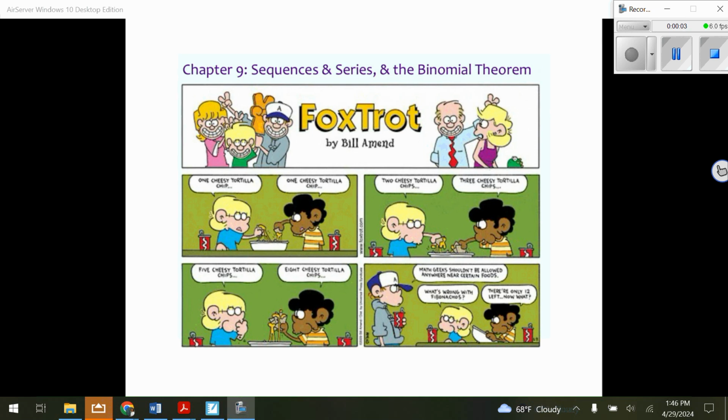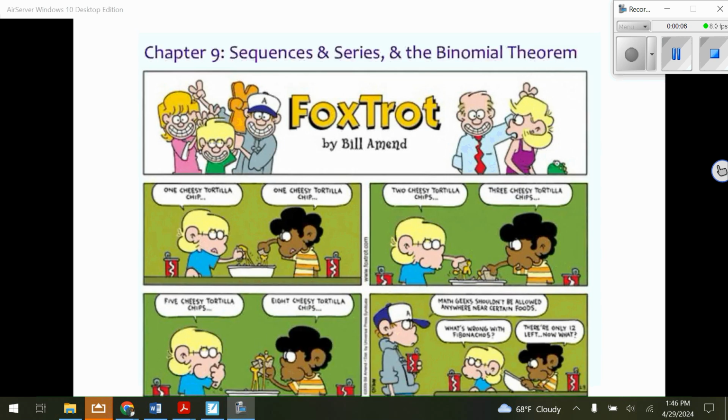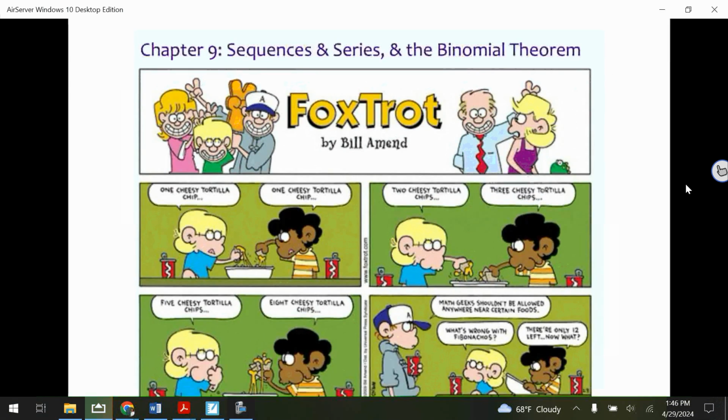Hello, class. Today we are going to introduce Chapter 9, and we are going to be working on first sequences and series, and then after that, the binomial theorem. And so I am going to start off with a really fun comic called Foxtrot. It has kind of a math humor type bend to it, and so that's why I like it.